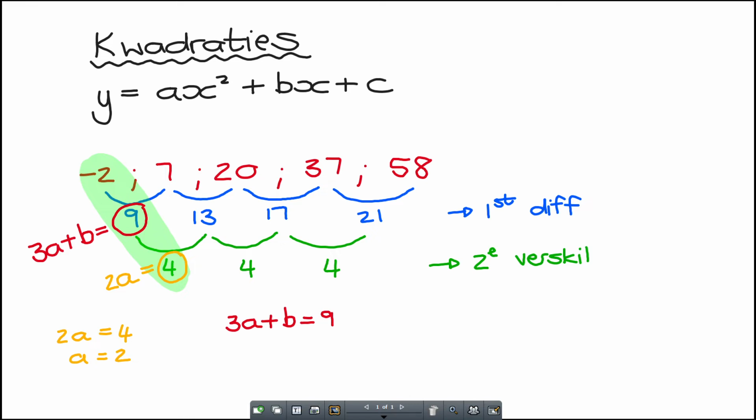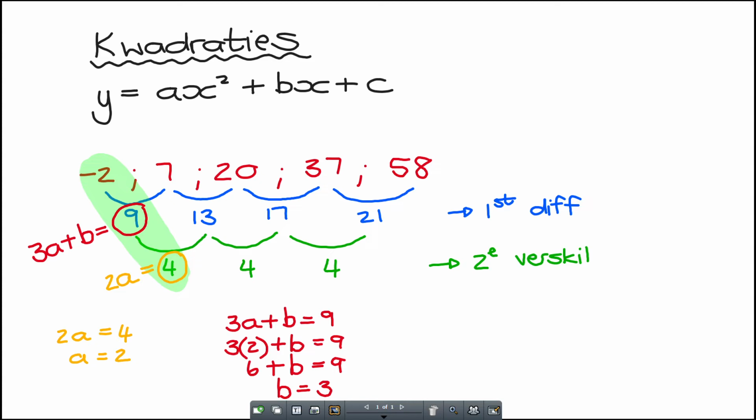Okay, so maar nou sal jy sien ek het 2 onbekendes. But we just worked out what A is. So dan gaan stel ons gou vir A in. So actually it's 3 and instead of A, 2 plus B is equal to 9. So dan het ek 6 plus B. So B is 3. Is julle reg? You guys good so far?